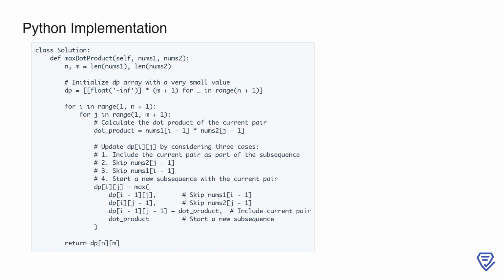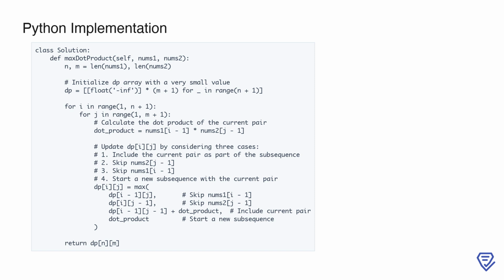2. Dynamic programming transition. A nested loop iterates through each combination of i and j, representing the indices of nums1 and nums2 respectively. The dot product of the current elements nums1[i-1] and nums2[j-1] is calculated. The DP[i][j] value is updated by considering the following options.